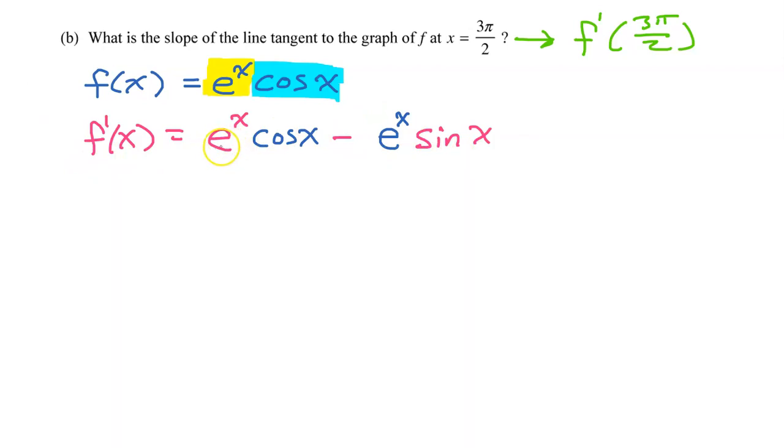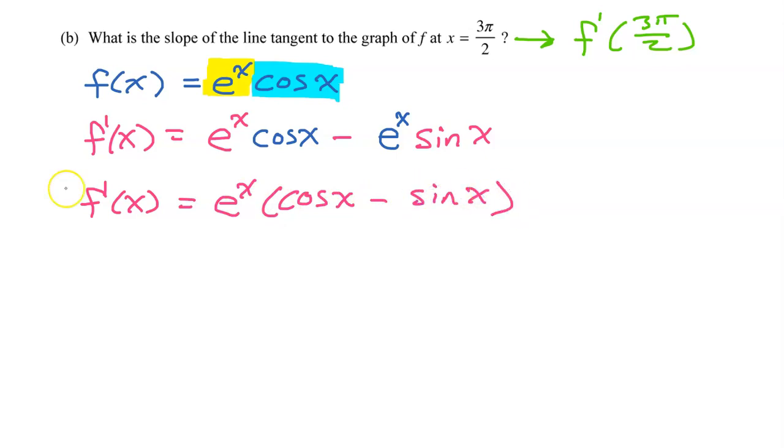I'm noticing that we have a common factor of e to the x. So just for fun, I am going to factor that outside of the parentheses. So I will have e to the x times cosine x minus sine x. So the derivative will give you the slope of the function at any point, including this one. So let's evaluate the derivative at 3 pi over 2.